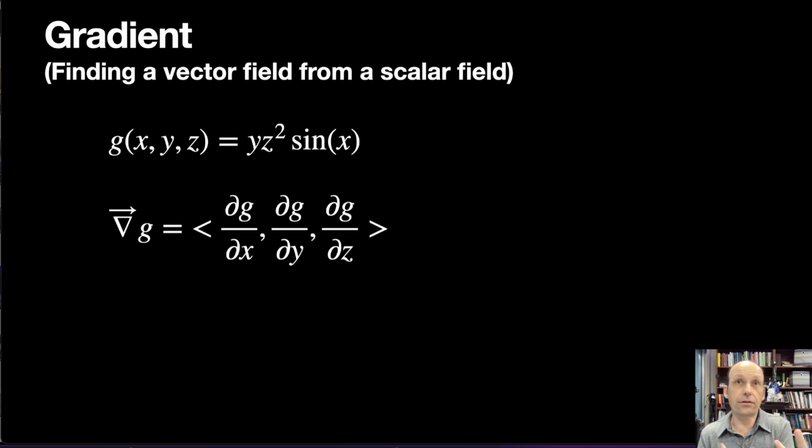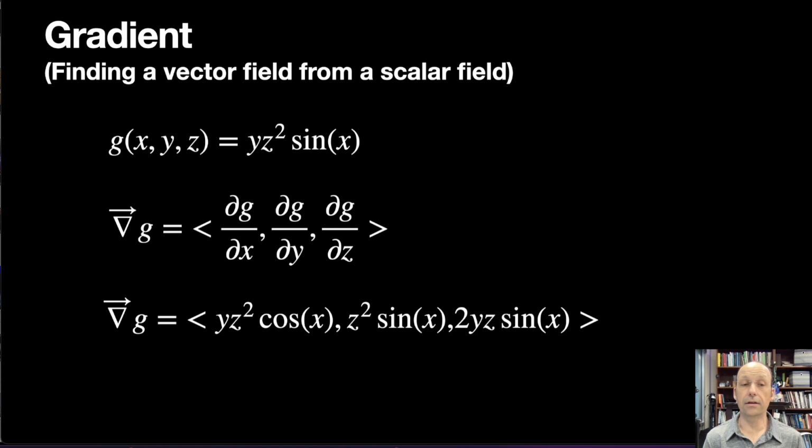So I have a vector times a scalar. It's not really times, it's operating, but that just means that I take the partial with respect to x of g in the x direction, the partial of g with respect to y in the y direction, the partial with respect to z in the z direction. And I get a vector. So I get three values because each one of those depends on a different thing.